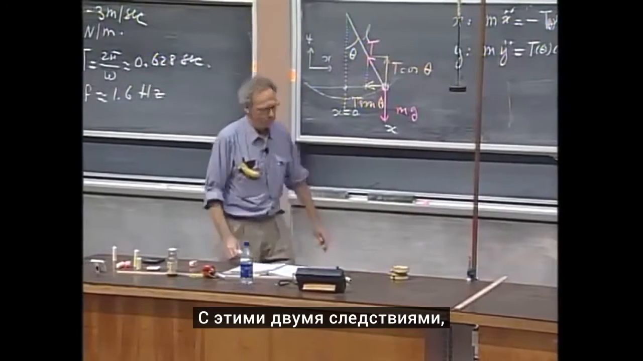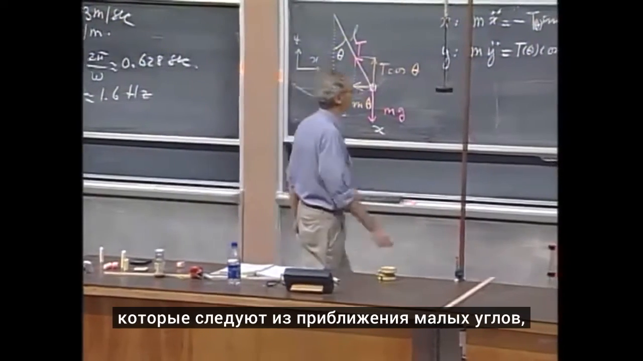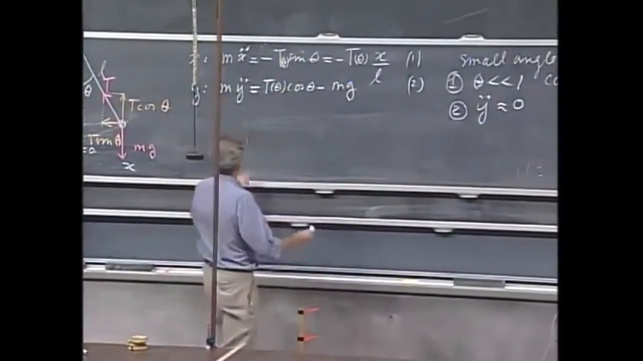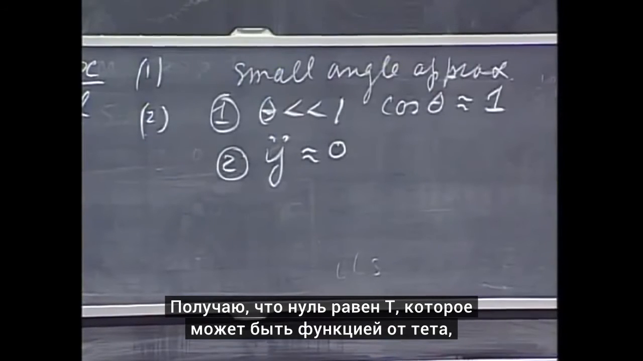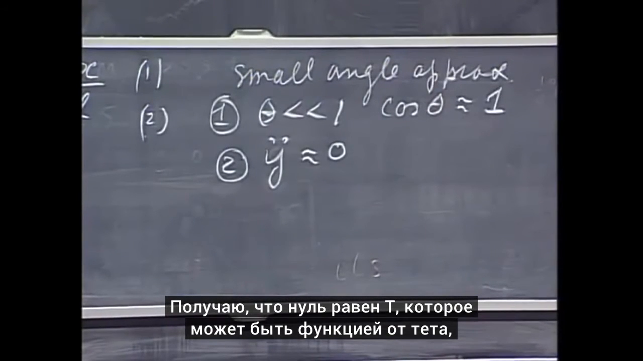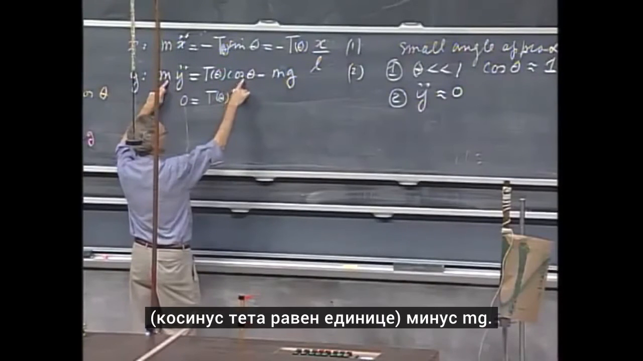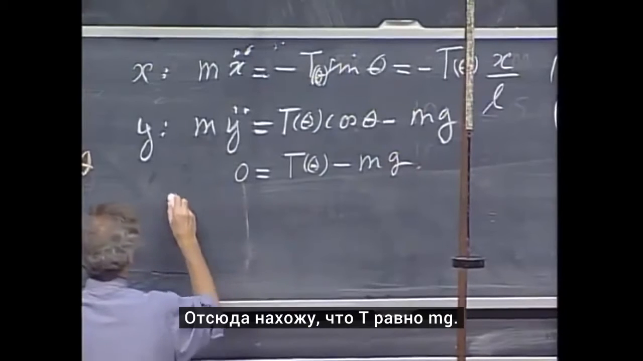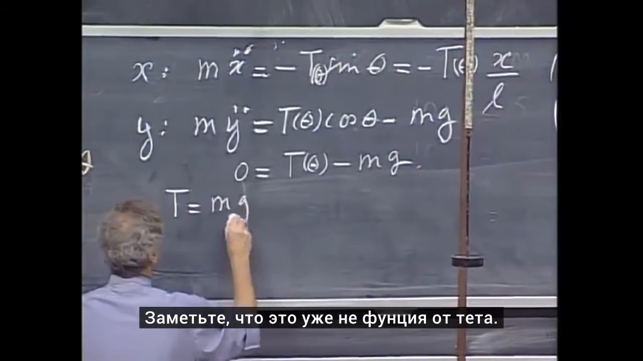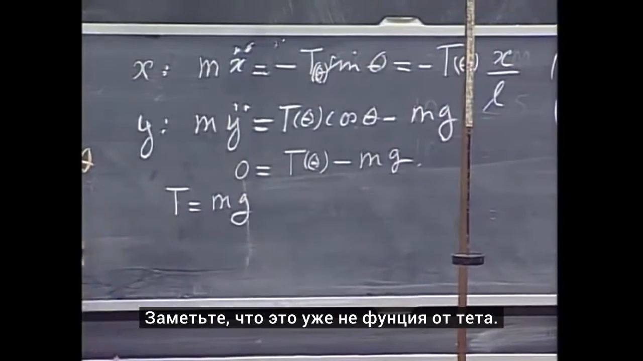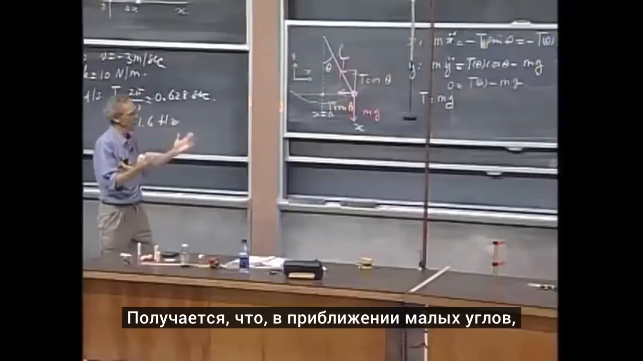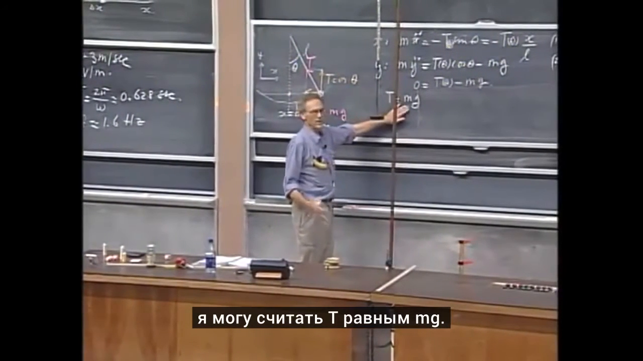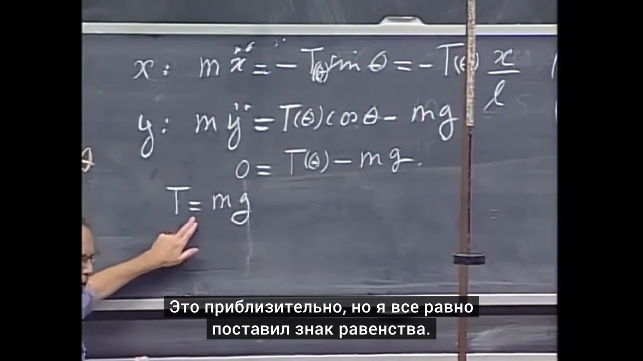With these two conclusions, which follow from the small angle approximation, I go back to my equation number 2. And I find that 0 equals T, which could be a function of theta, the cosine of theta is 1, minus mg. So I find that T equals mg. Notice it's no longer even a function of theta. So I simply have, in my small angle approximation, that I can make T the same as mg. It's approximately, but I still put an equal sign there.